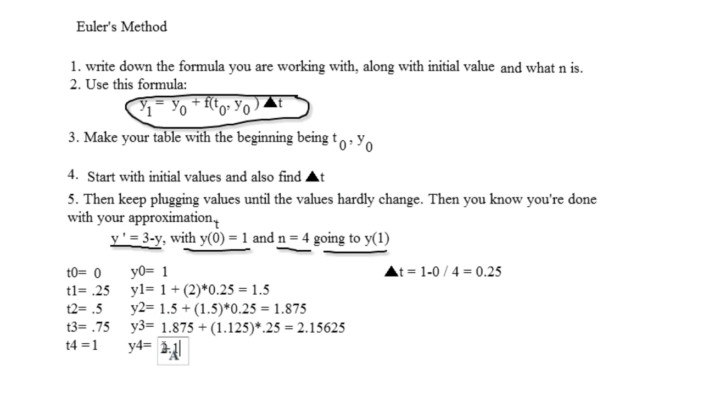And then I plug that in, so 2.15625, and I'm going to add that with, let's see, 3 minus 2.15625, which is 0.84375, okay, times 0.25, okay, plus 2.15625, and this is going to equal 2.373 approximately. Okay, and as you can see, we keep getting approximately closer to the answer.